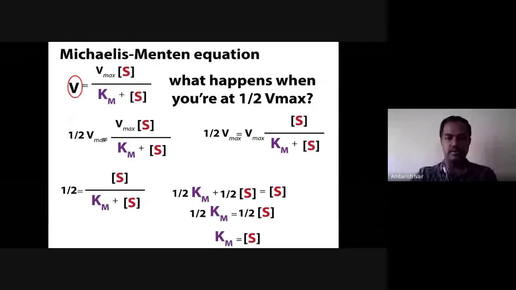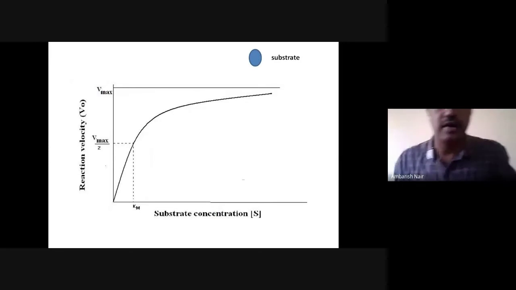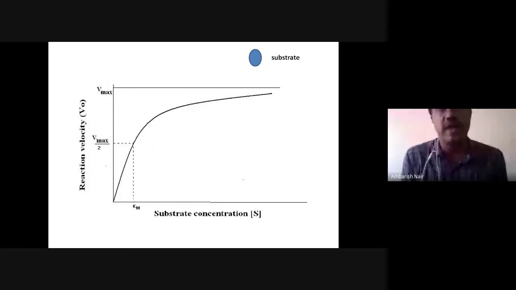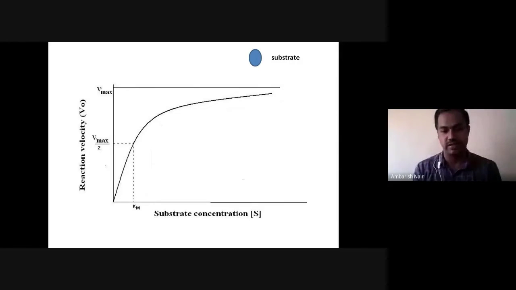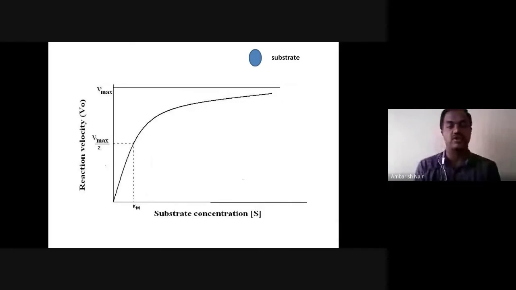We'll go one more step further. If we have an equation like V naught is equal to V max into S naught divided by Km plus S naught, the Michaelis-Menten equation, and you plot a graph of V naught versus substrate concentration, that means as you add substrate concentration, how the velocity of the reaction is going, you will get what is called the Michaelis-Menten graph for first order kinetics of enzymatic reaction.